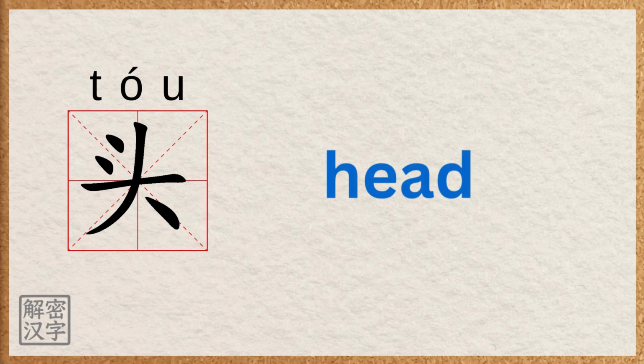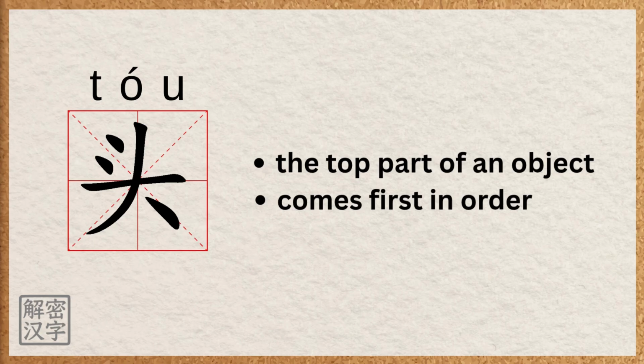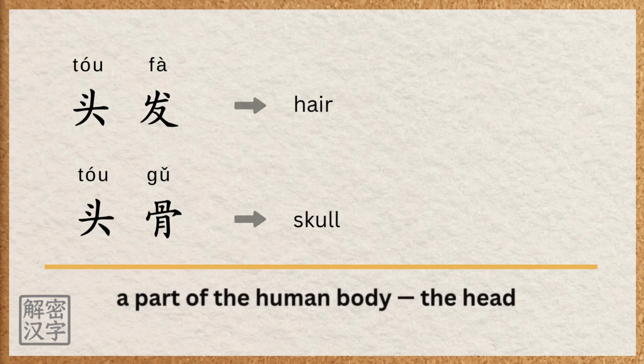Sometimes the character tou can also refer to the top part of an object or something that comes first in order. Its meaning depends on what other characters it combines with. For example, 头发 means hair. 头骨 means skull. Here, 头 refers to a part of the human body, the head.